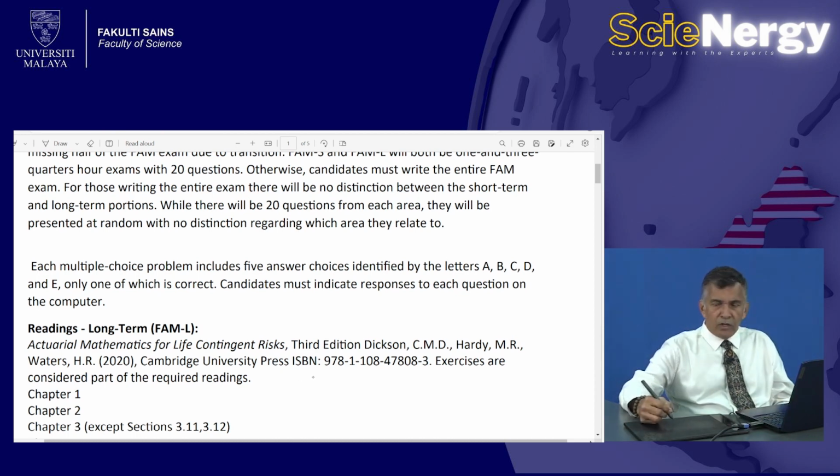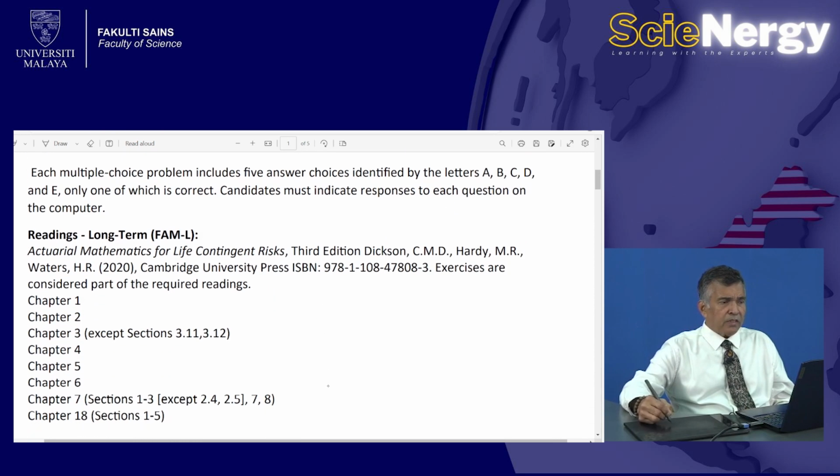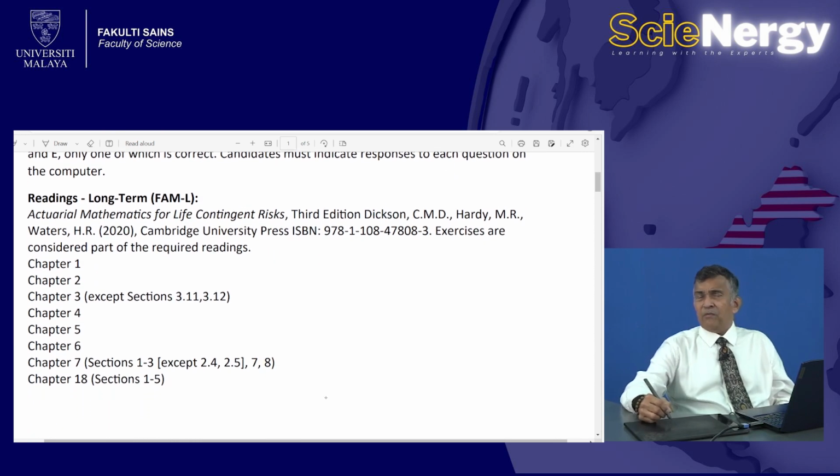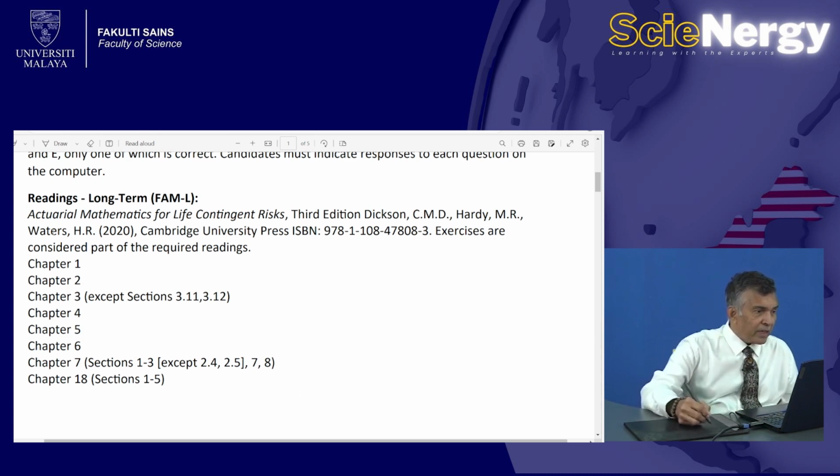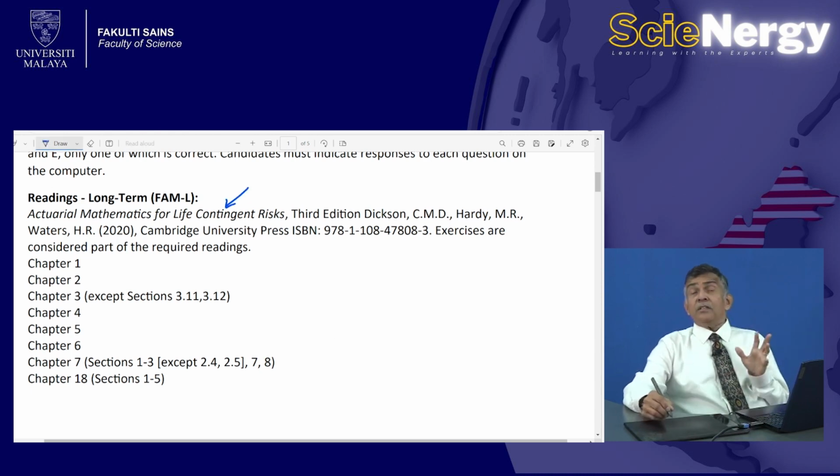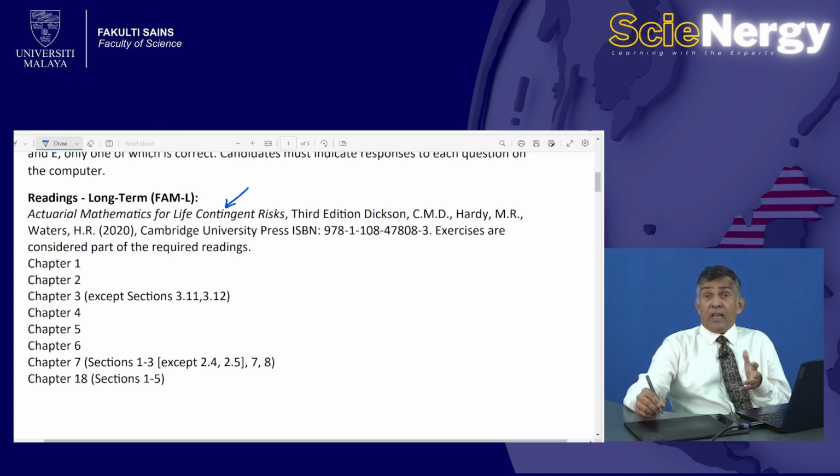I want to tell you about the long-term portion of the exam first. The text for this exam is Actuarial Mathematics for Life Contingent Risks. Let me get my pen and we'll indicate some things here. This is the recommended text, folks. I will be going through the text in my classes, and it's very important that you know what's in the text.